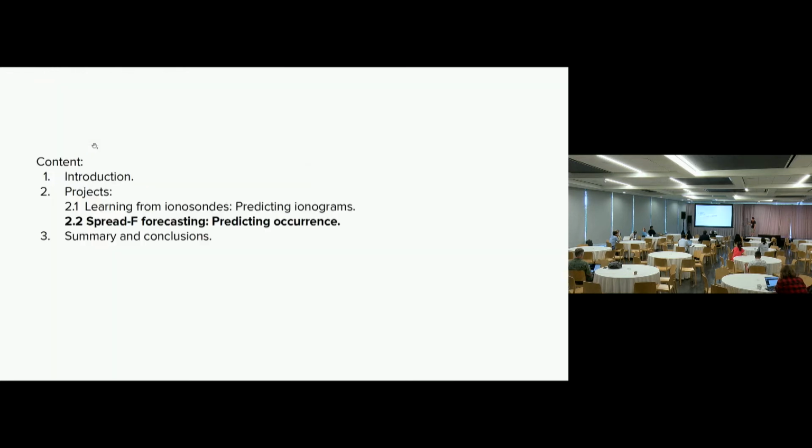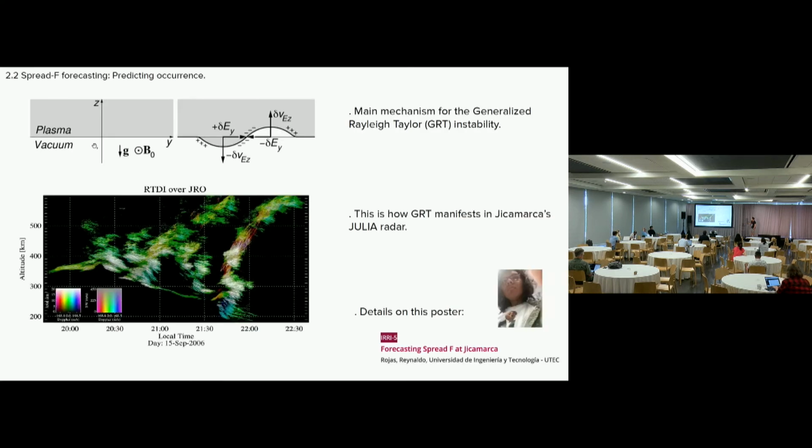So now I'm going to talk briefly about the second project, predicting occurrence of spread F. As you know, spread F is usually related to the generalized Rayleigh-Taylor instability. That's one way to call it. If you have gravity, a background magnetic field, and a steep difference in the density of the plasma, any perturbation is going to be enhanced, following the regular theory. And if you point a coherent backscatter radar to space, like at Jicamarca, you're going to see the Doppler signatures of these 3-meter structures.